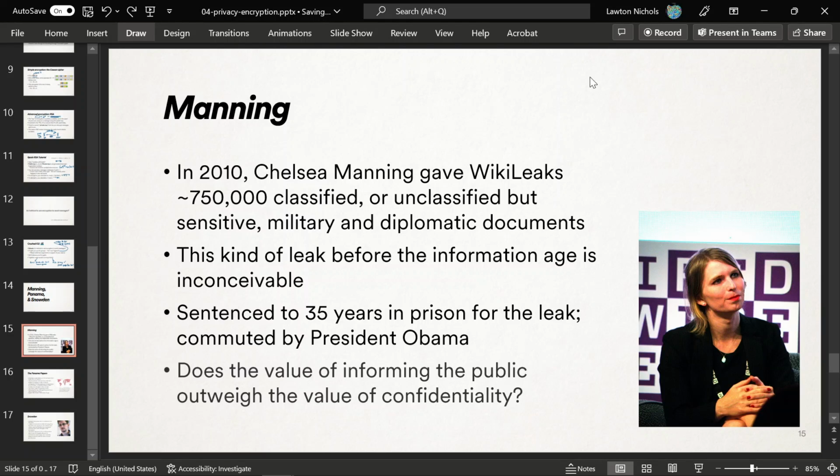Cool. Because there's a flip side. There are two sides to this. There's a line, and you have to figure out which side of the line you're on. So on one side, confidentiality protects people.